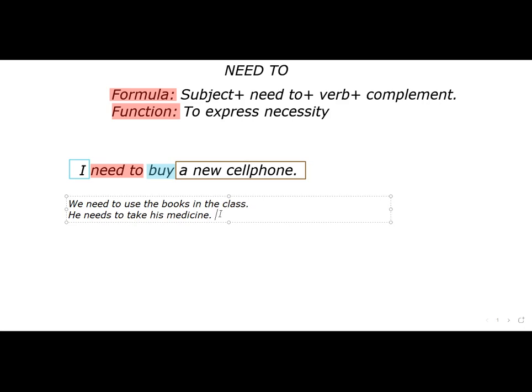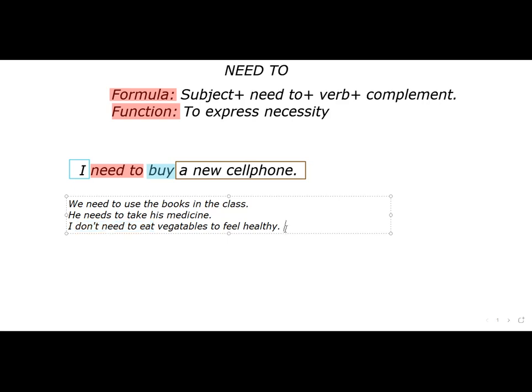Now, can I make these sentences in negative? Yes, we can, right? For example, I don't need to eat vegetables to feel healthy. No necesito comer vegetales para sentirme sana. I don't need to eat vegetables to feel healthy, right? So I can also use the negative form, right? Don't need to plus the verb, right?